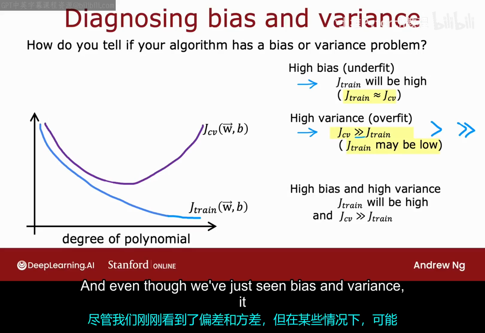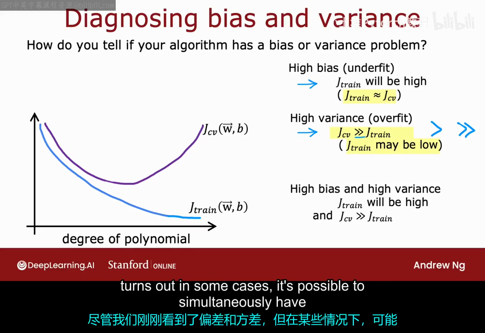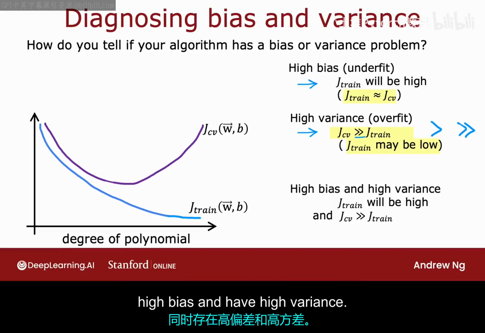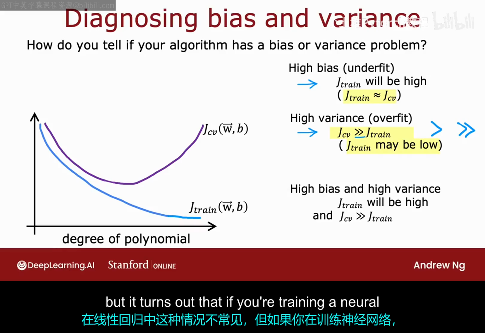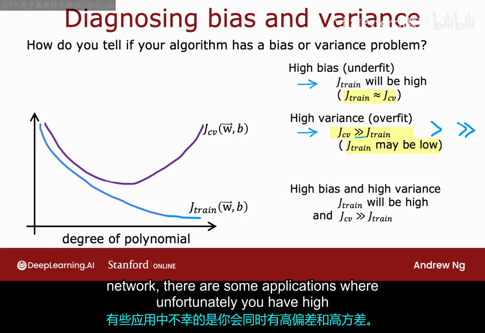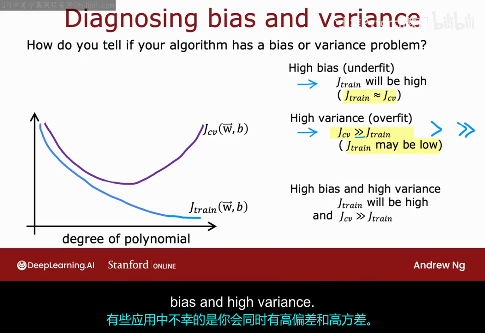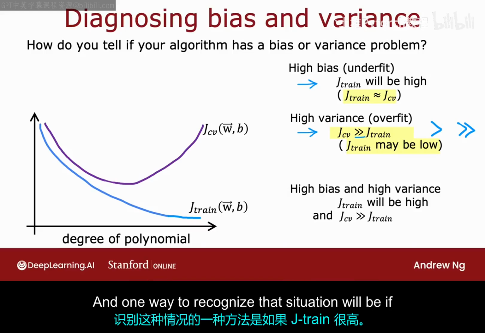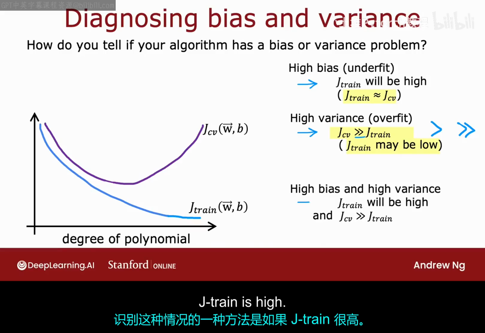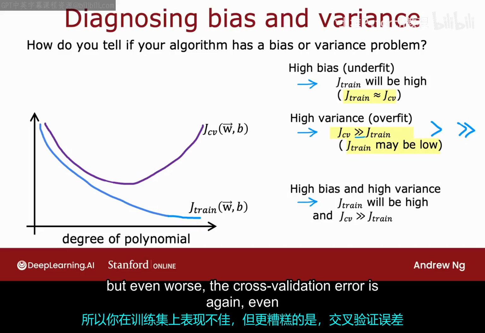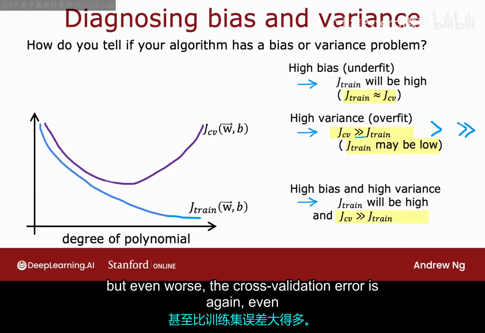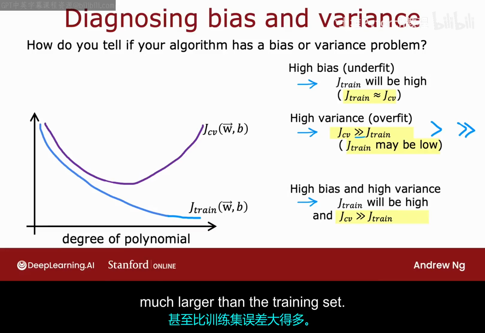And even though we've just seen bias and variance, it turns out in some cases it's possible to simultaneously have high bias and have high variance. You won't see this happen that much for linear regression, but it turns out that if you're training a neural network, there are some applications where unfortunately you have high bias and high variance. And one way to recognize that situation will be if J-train is high. So you're not doing that well on the training set, but even worse, the cross-validation error is again even much larger than the training set.